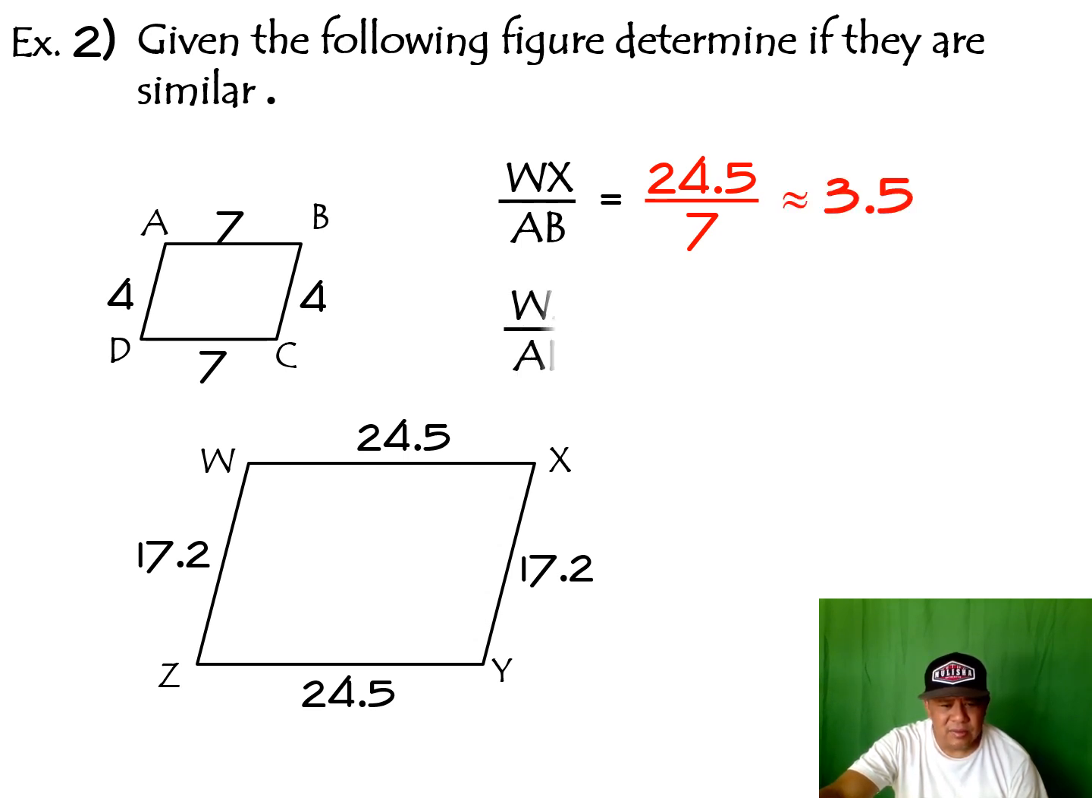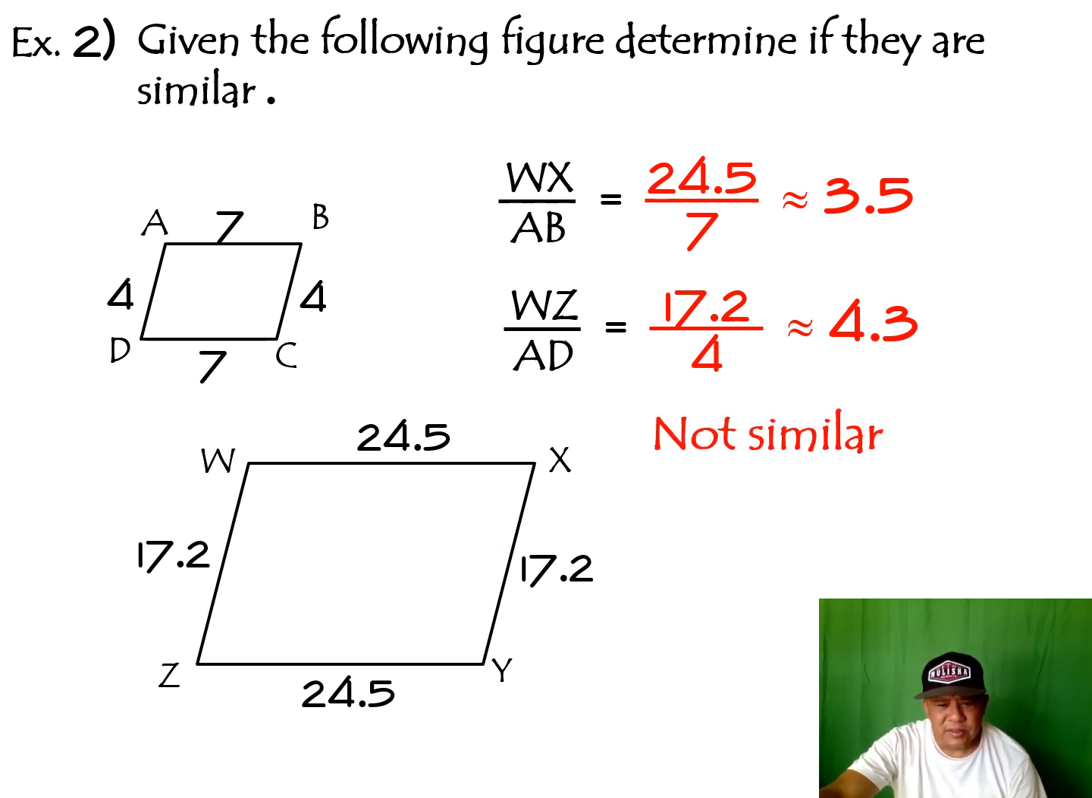Now, you take the other side, WZ to AD, and you compare them. If they have the same ratio, then they are similar. If they don't, then they are not similar. 17.2 divided by 4 comes out to 4.3. So because the two figures are not proportional, these are not similar.